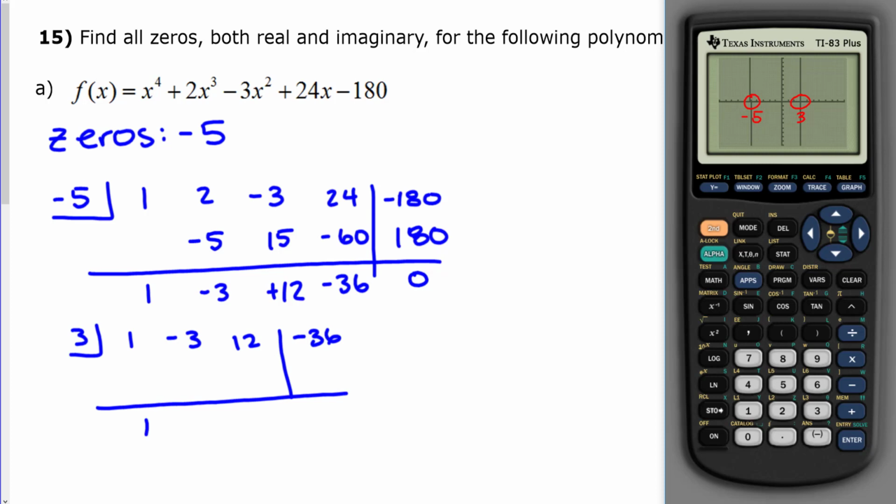All right, bring the 1 down. 3 times 1 is 3. That adds up to 0. That's 0, 12, 36, and 0. So that all works out just fine. Now, let me put the calculator away here.